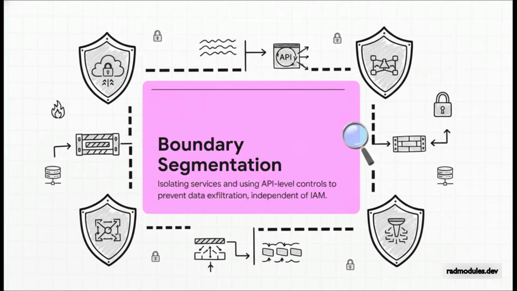So how do we stop an attacker who somehow gets past that main gate? Well, we build internal compartments. By isolating our services and controlling access at the API level, we stop them from moving laterally. This is huge. Even if they steal valid user credentials, they're basically trapped in one small corner of the system, unable to get to the really important stuff.